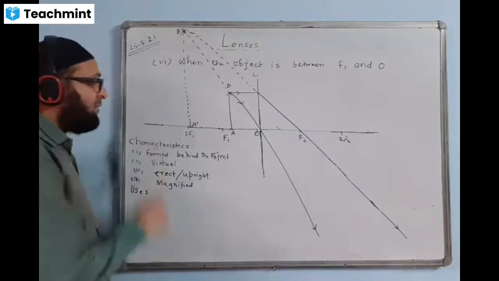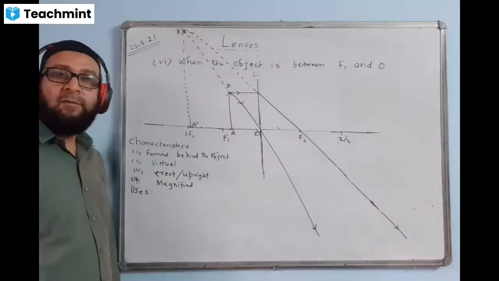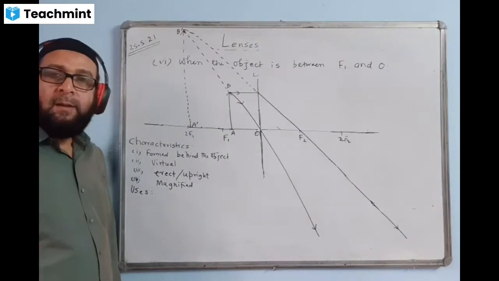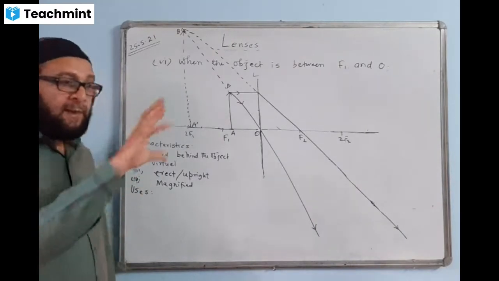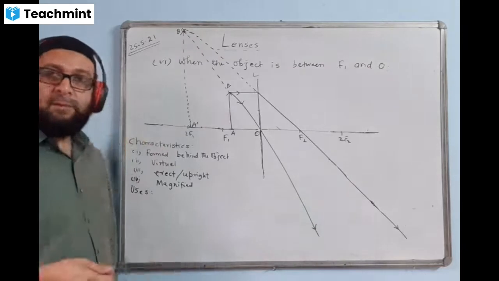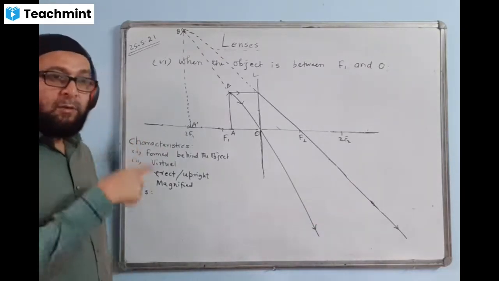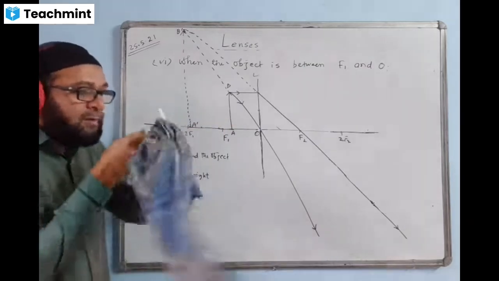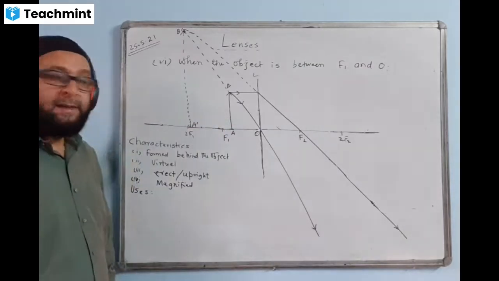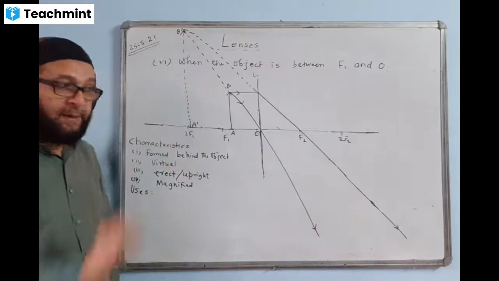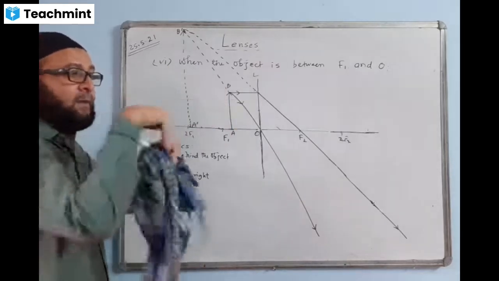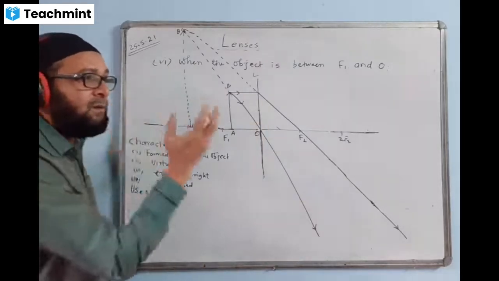Write down these uses. Where do we use this action of a convex lens? This action of a convex lens is used in a magnifying glass. Last time I showed you the magnifying glass diagram. That is nothing but a convex lens, and this action is used. You keep the object very close to it, and then you see the magnified, bigger image behind the object, back side of the object. You see the image will go further behind.